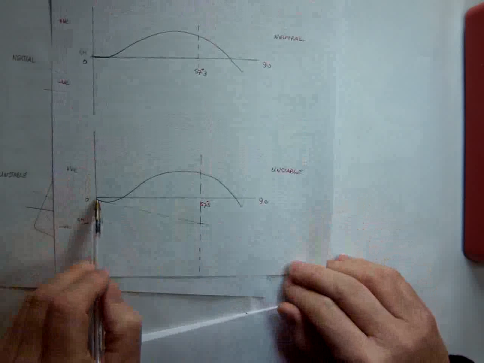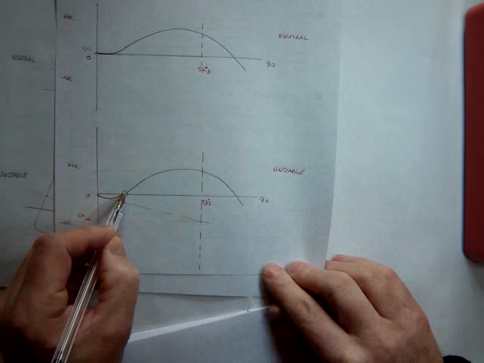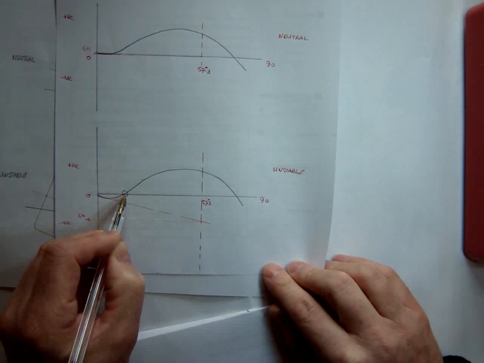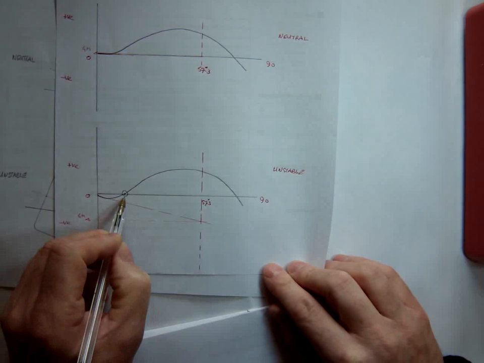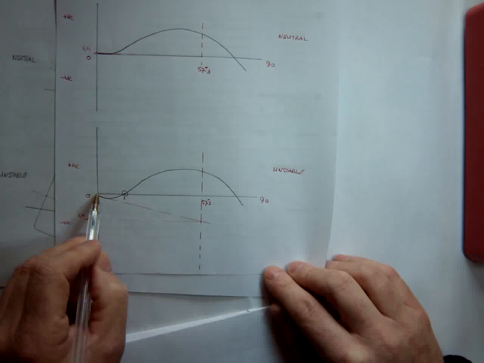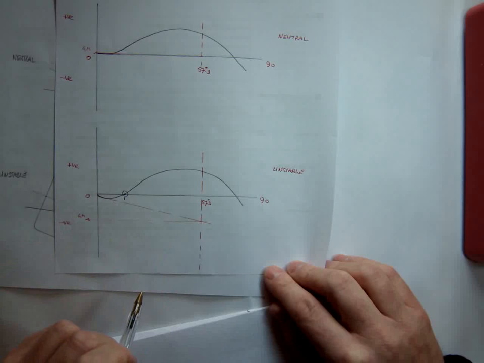And incidentally, as this curve comes back up at this point here, where it cuts the line where in effect GM is 0, then that would be known as the angle of loll. So a vessel would settle at this angle, the angle of loll. But this is an unstable vessel, and therefore we have an initial negative GM.